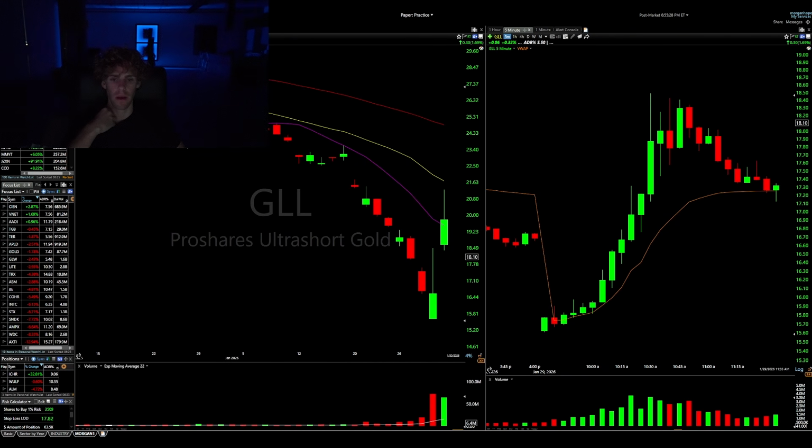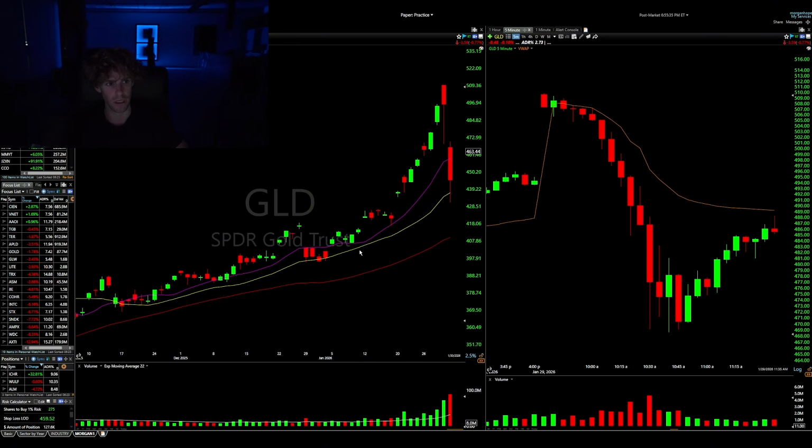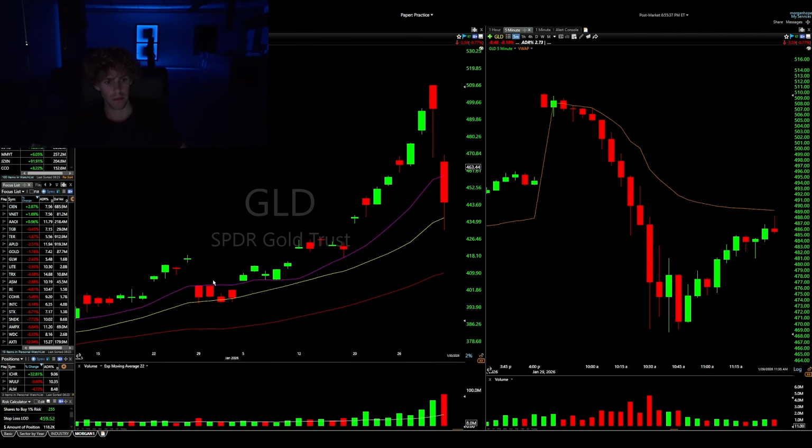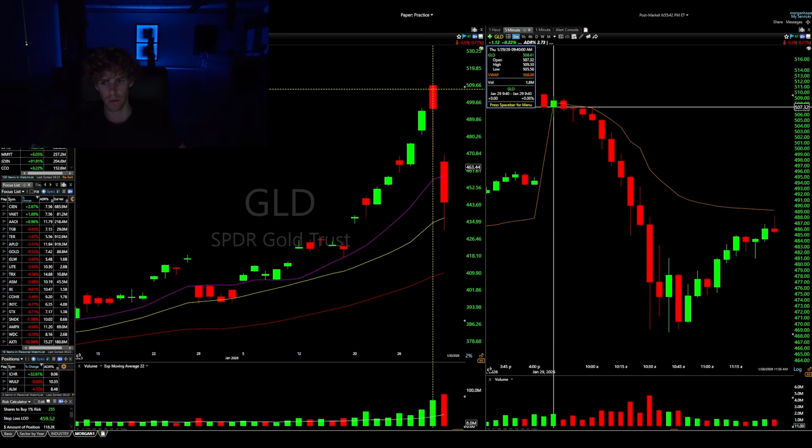So you can do it however you want to. Obviously, sometimes you can use the puts, sometimes you can use the inverse versions, or sometimes you can just straight up short the stock. But again, super extended right here. Gap up on the next day. You enter off the 5 minute or the 1 minute opening range lows. Stop goes at high of day.